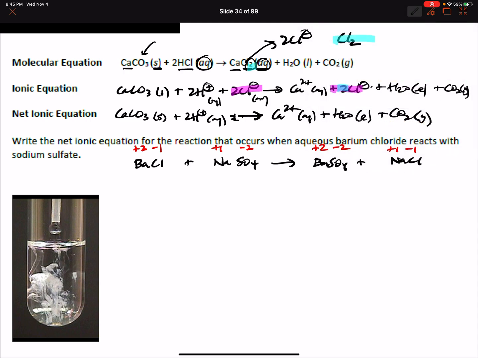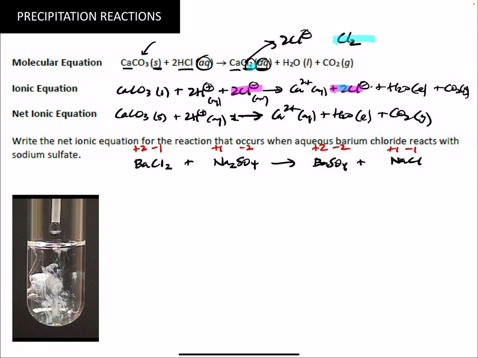Okay, so using that, we can see that +2 and -1 don't cancel, so we need a 2 here, right? So to fix ionic compounds, you put the subscripts in. Na plus and -2, that doesn't work, so we need a 2 here. Barium sulfate is good, +2, -2, and sodium chloride is good. All right, so first step, we just put the elements together. Second step, we balance the compounds to make them good, right? Make sure their charges cancel. Third step is balance the equation.